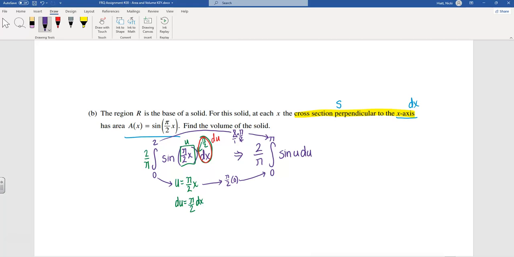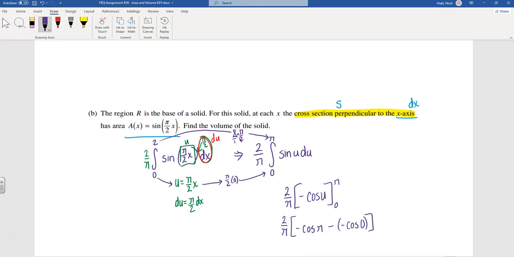Okay. What do I get when I integrate sine? Negative cosine. So this is going to be 2 over pi times negative cosine of u, and I will evaluate that from 0 to pi. So 2 over pi times negative cosine of pi minus negative cosine of 0.